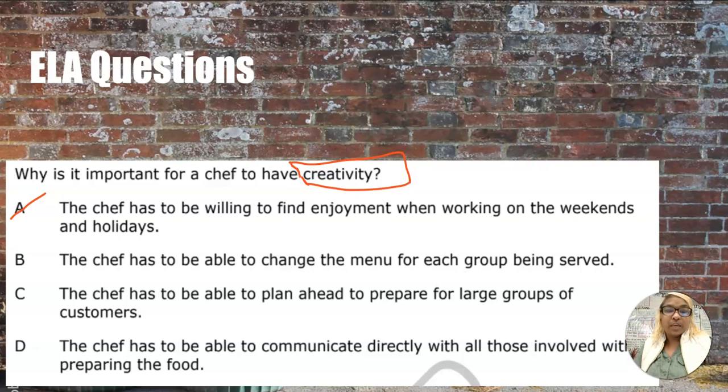C, the chef has to be able to plan ahead to prepare for large groups of customers. Planning ahead is not being creative. Planning ahead is being prepared. So that does not necessarily give us any indication that he is being creative. So there's our two throwaways. And if students come down to choice D, the chef has been able to communicate directly with all those involved with preparing food. That is not an idea of creativity. So just looking between the two answer choices, students will be able to identify that D has nothing to do with creativity, which eventually would give them the correct answer, which would be B.